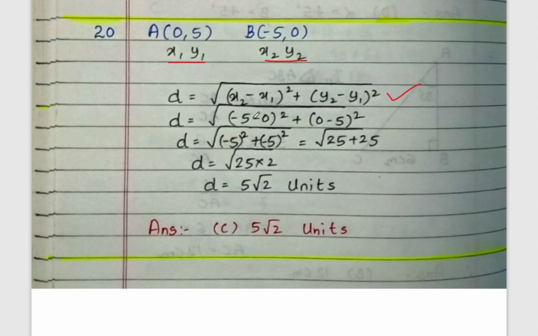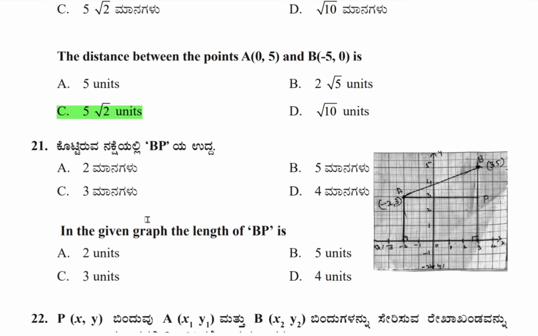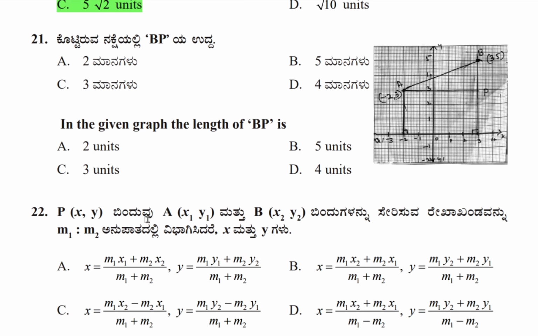By using the distance formula, substitute the values x1 y1 x2 y2, we get d equals square root of minus 5 whole square plus minus 5 whole square. We get d equals square root of 50, which can be expressed as 25 into 2. Therefore, d equals 5 root 2 units. Therefore, the correct answer is option C, 5 root 2 units.